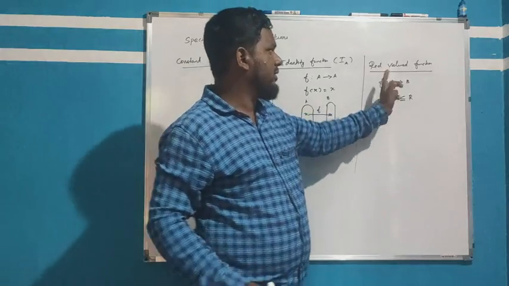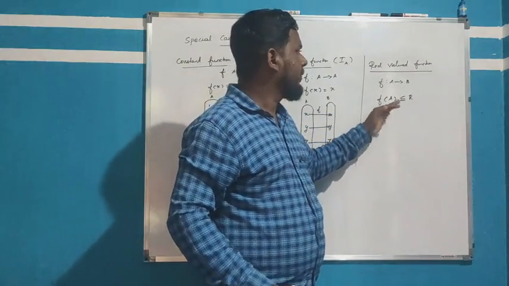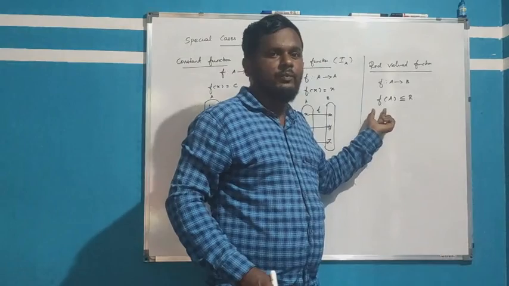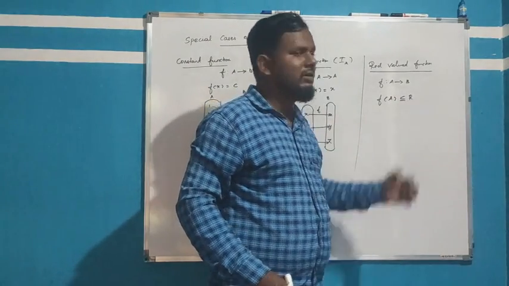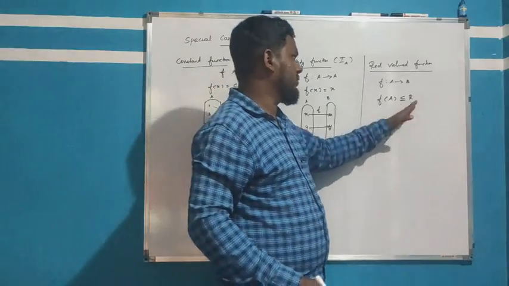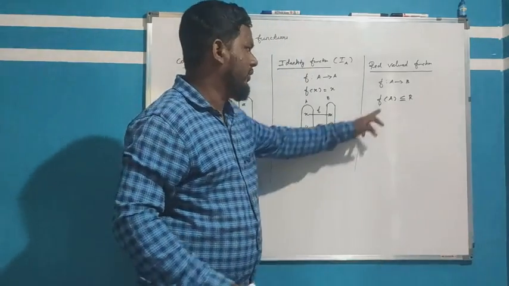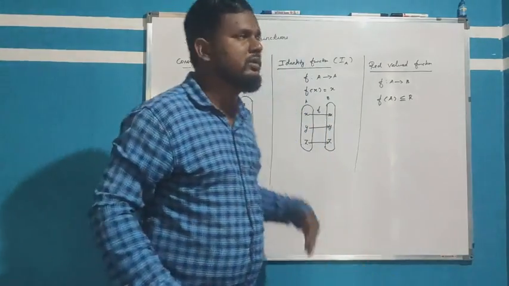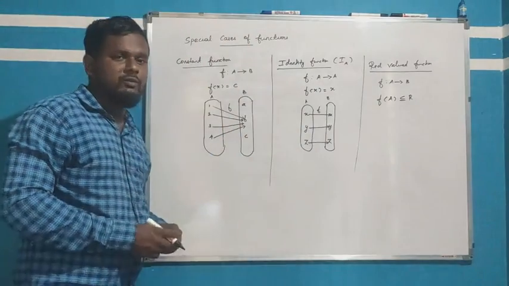Real valued function means f from A to B, where the range is a subset of real numbers. So f of A is a subset of R. In this way we can find special cases of functions.